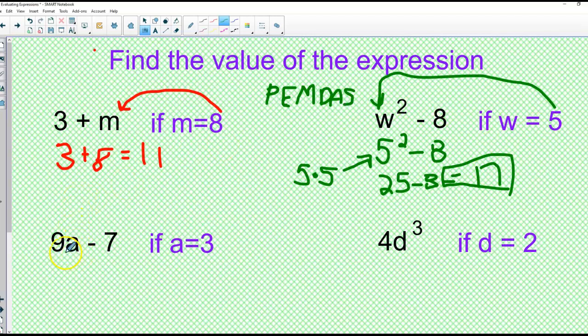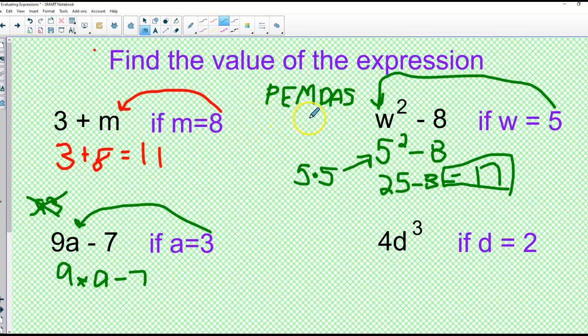Let's move down to this one. 9a minus 7. And it's saying if a is equal to 3. So I'm going to plug 3 in here for a. Now, we've talked about this before, but if you have a number and a letter together, this does not mean 93. Okay, so 93 is not what you're doing here. A number and a letter together means multiply. So this actually means 9 times a, and subtract 7.